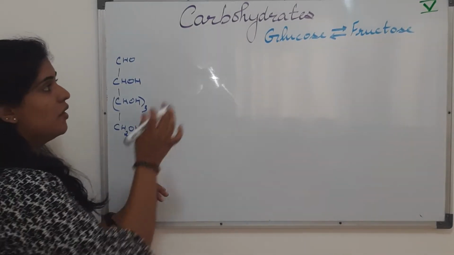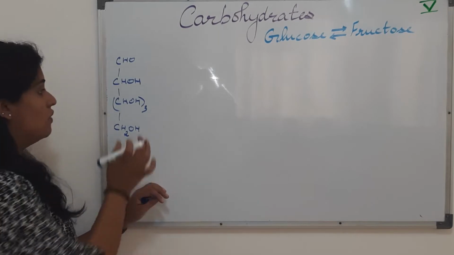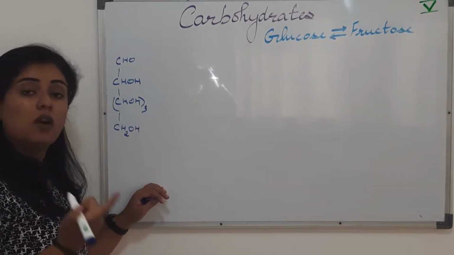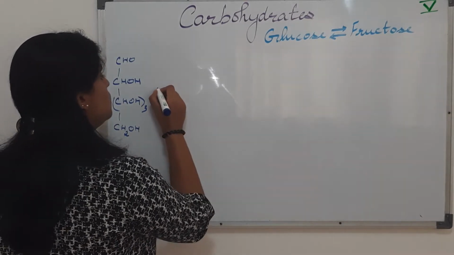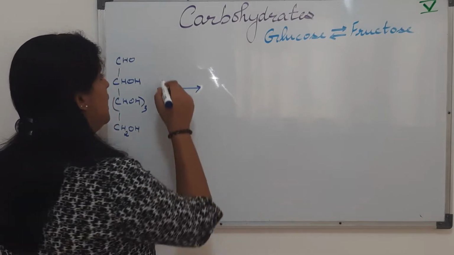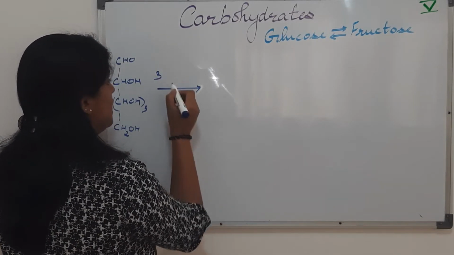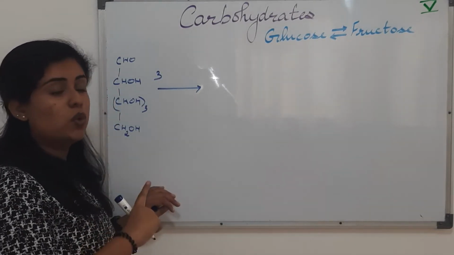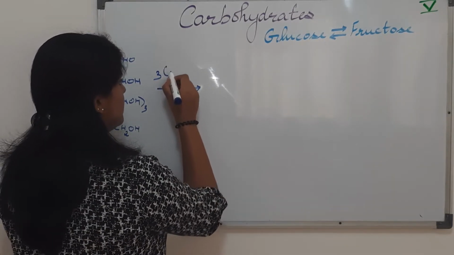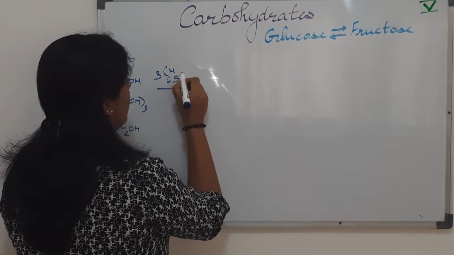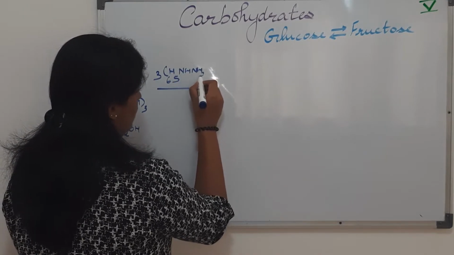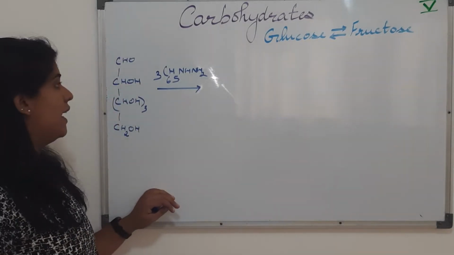So the first step for conversion to fructose is we have to make this glucose molecule undergo osazone reaction, and osazone should be formed. That is, we treat this with phenylhydrazine, and 3 parts of phenylhydrazine is to be treated with 1 part of glucose to form the osazone. That is 3 times C6H5NHNH2, right? This is phenylhydrazine.